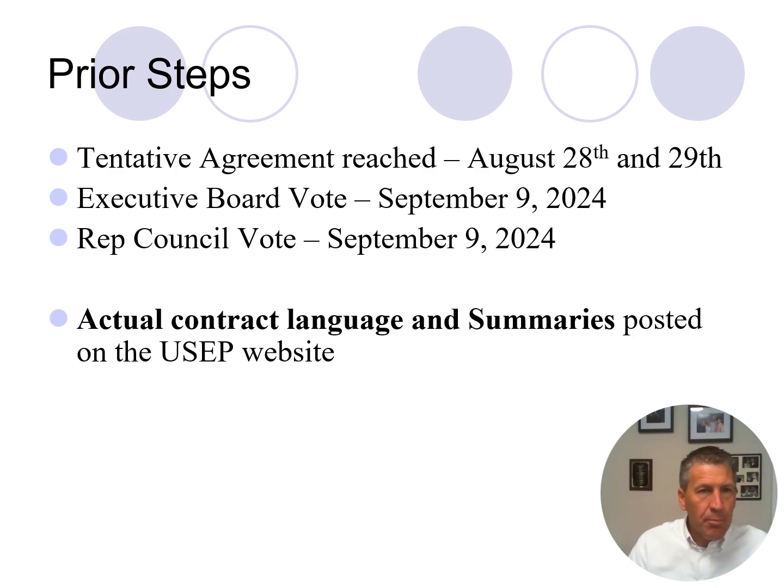Here we see some of the prior steps that have already taken place in this ratification process. On August 28th and then on the 29th, the instructional and the SRP bargaining teams reached the tentative agreements. Then on September 9th, the United School Employees of Pasco Executive Board, and then in a separate meeting, the Rep Council, both of those entities voted to recommend approval of the tentative agreements. At this point, the actual language and the summaries are both posted on the USEP website.